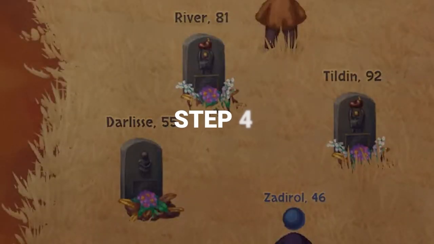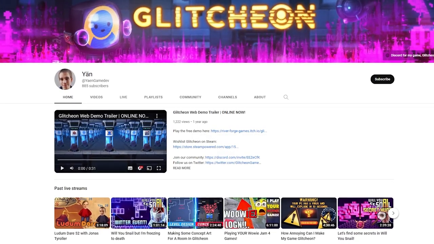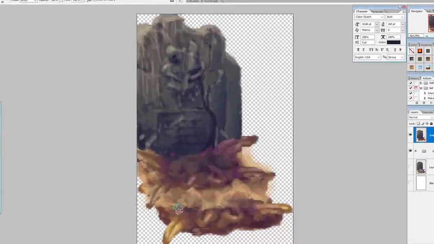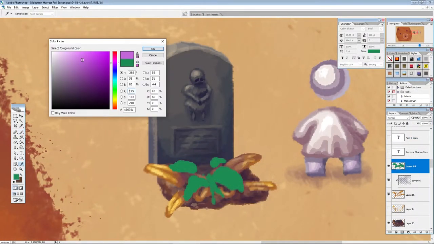The next morning I watched Yen undo the art for the gravestones on his livestream. I left you the link to his YouTube channel in the description. Yen is great at unpainting art with his mouse only, so it was a pleasure to watch him work and remove the colors one layer at a time.